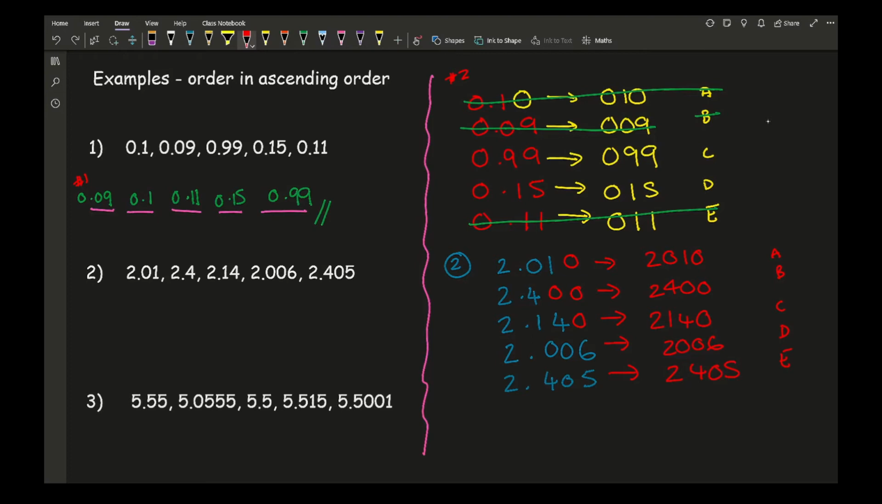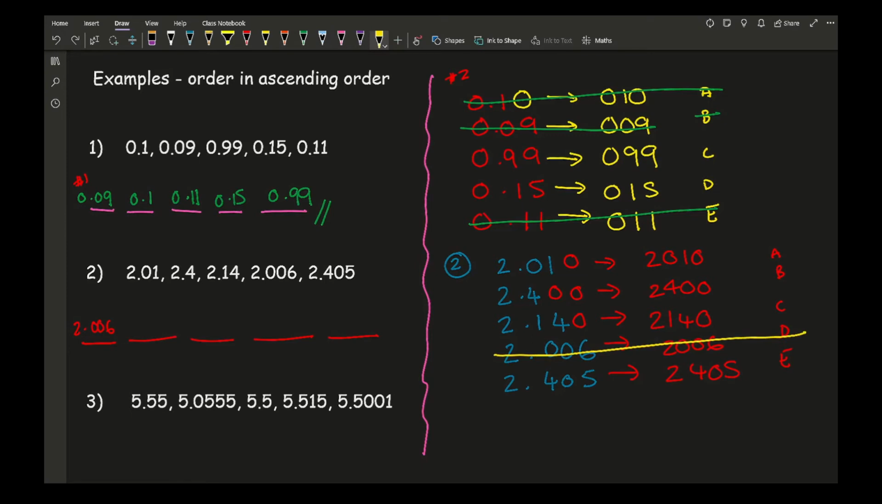But again, where the marks come from is you ordering these numbers in the correct order. So looking at these, I've got 2010, 2400, 2140, 2006 and 2405. So from this list, I can see that D is the smallest and the original number was 2.006. And again, I'm going to put a line through that. Let's go for yellow because I've chosen that number.